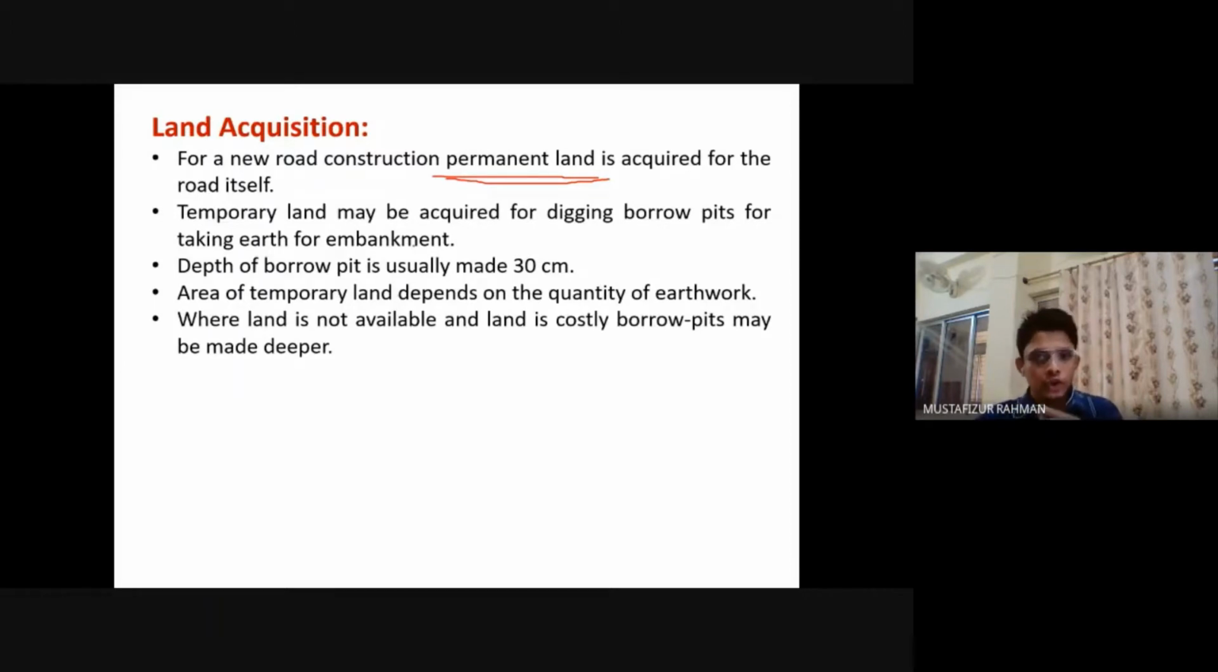Then for constructing the embankment, we will need some extra earth material, some soil, and that we will take from borrow pits. We will dig some borrow pits nearby and bring in the soil and put it in our embankment. So that is temporary land acquisition. Okay. Generally, the depth of borrow pits is 30 centimeter or 1 feet.